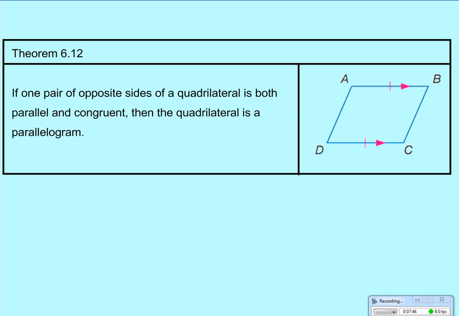All right, last piece. If one pair of opposite sides of a quadrilateral is both parallel and congruent, then the quadrilateral is a parallelogram. So I don't say anything about this side or this side. I say one set of sides is parallel and congruent. That's enough to tell me it's a parallelogram.